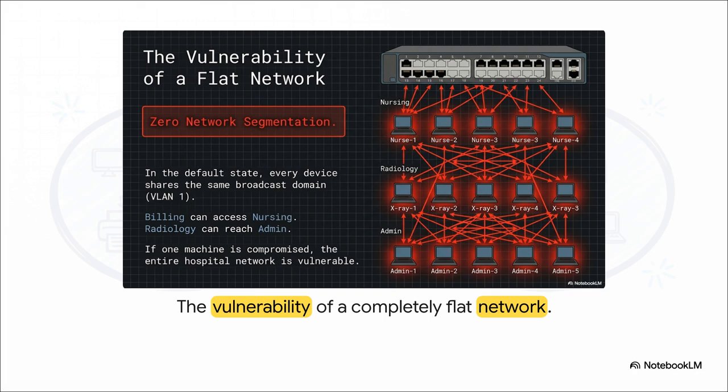Out of the box, a Cisco switch places every single port into the exact same default state, which is VLAN 1. That means every single device plugged into that switch shares the exact same broadcast domain. Billing can reach nursing. Radiology can reach admin. If just one machine in the billing department gets compromised by malware, that infection has a direct, unobstructed path to the entire hospital network. That, right there, is the vulnerability of a flat network.